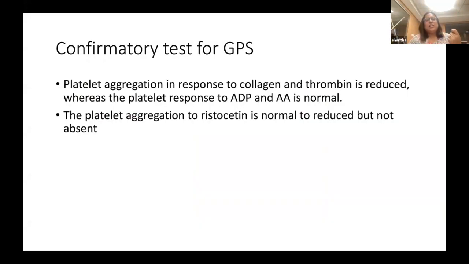The confirmatory test for gray platelet syndrome is the platelet aggregation test, in which the response to collagen and thrombin is reduced, whereas the platelet response to ADP and AA is normal. That means the secondary wave is absent and the primary wave is present, because it is related to the granule storage and release phenomenon. The platelet aggregation to ristocetin is normal, but it is absent in the case of Bernard-Soulier syndrome, where the platelet agglutination to ristocetin is absent.